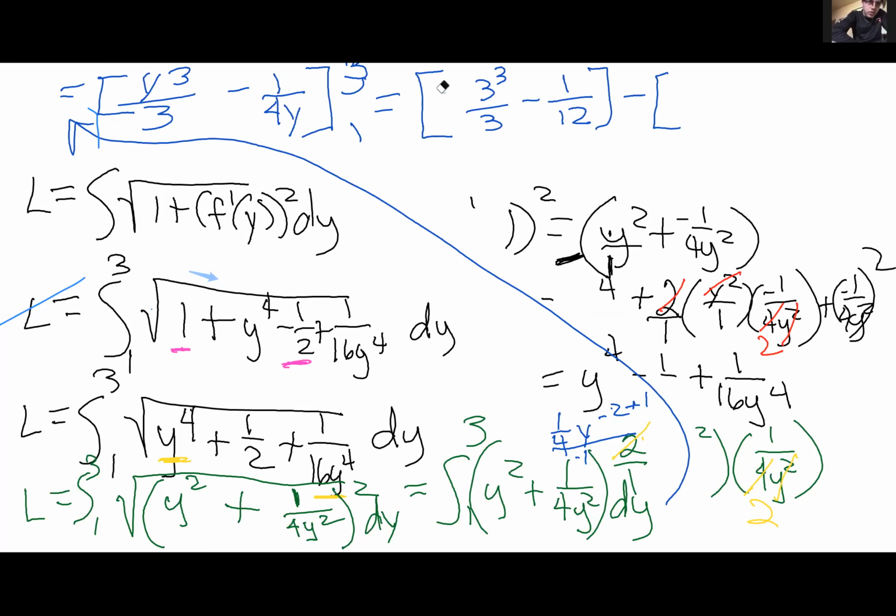Okay, so 1/3 minus 1/4. Oh, right, absolutely. You can find the common denominator. But yeah, now let's go ahead on this first one. 3 cubed is 27, and 27 over 3 is what? 9. Yeah.